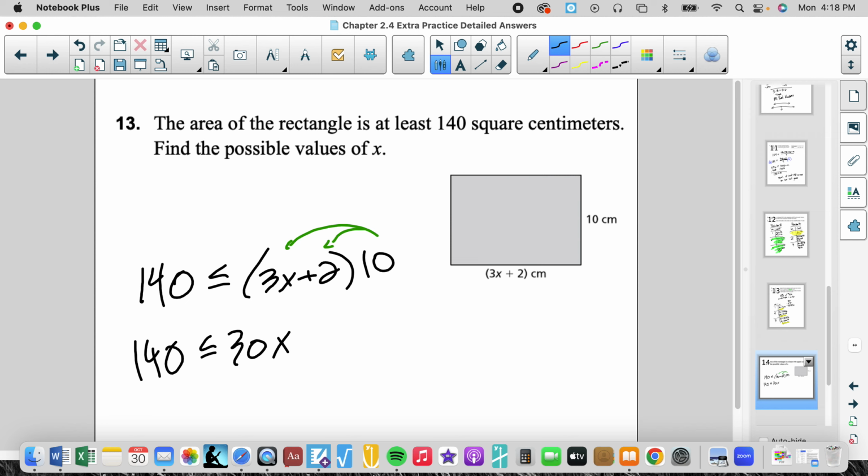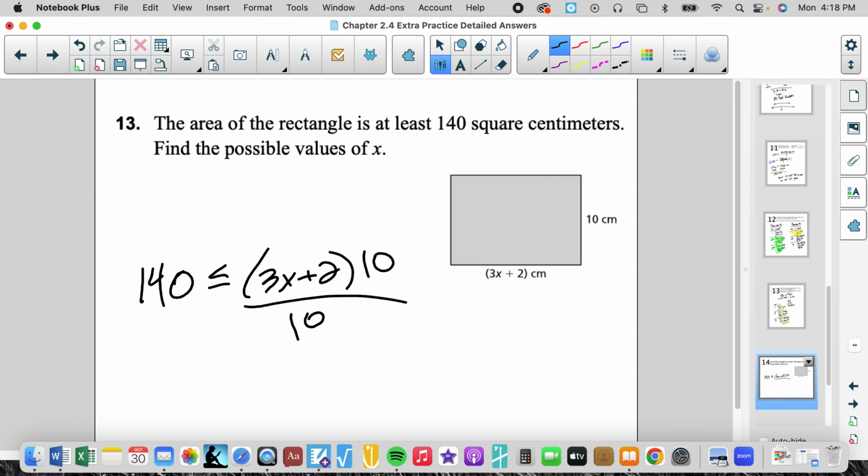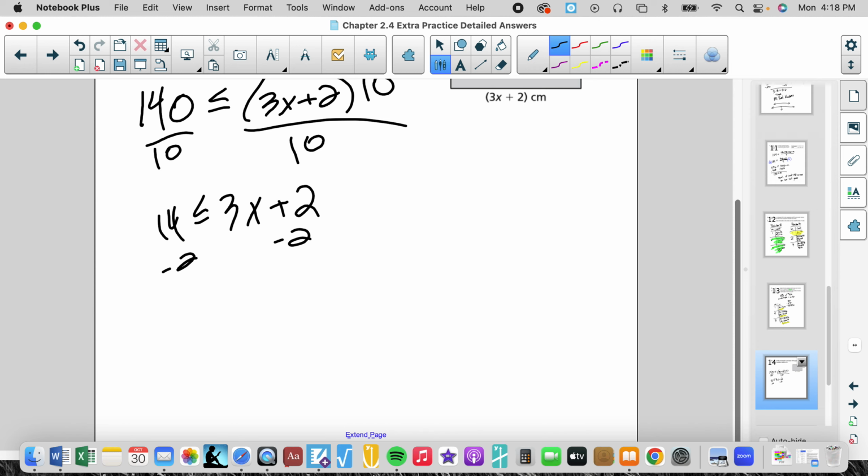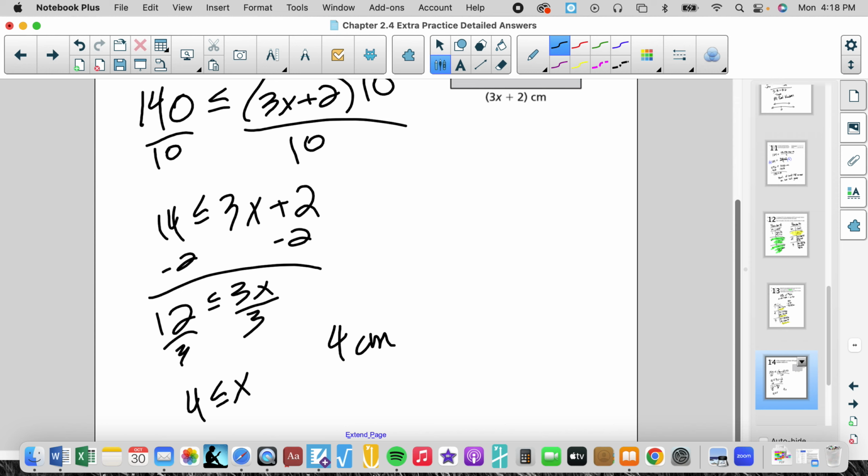Oh, we could have divided. Oh, let's do that. We could distribute, but let's be smart and efficient. So we get 14 is less than 3x plus 2. Oh, look how good we are. Minus 2 is 12 is less than or equal to 3x, divided by 3. So 4. So x must be greater than or equal to 4 centimeters or more. Look how good we were there. Yes. That was really good.